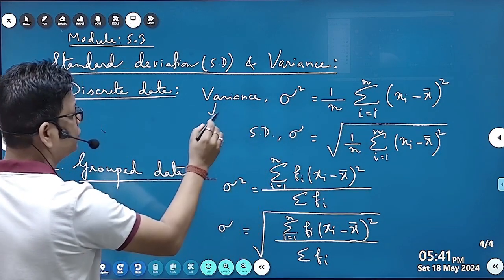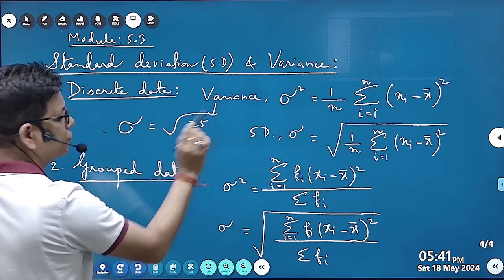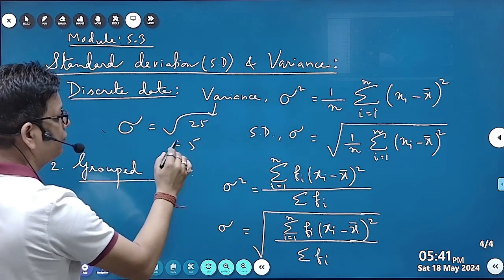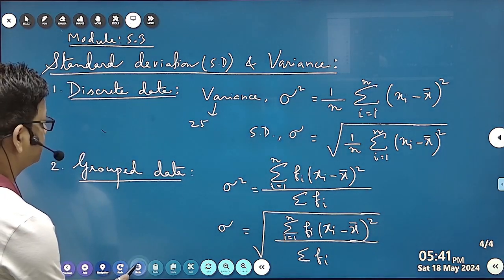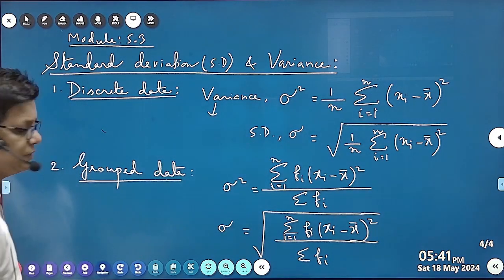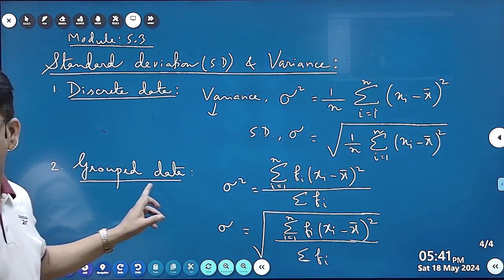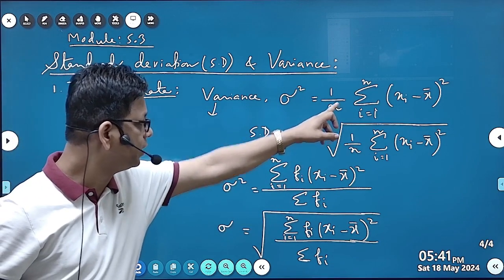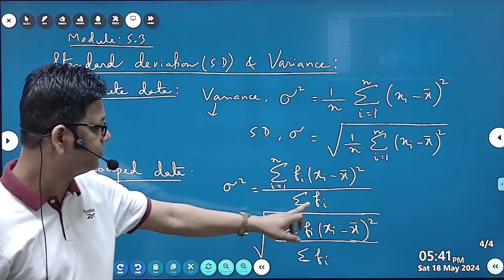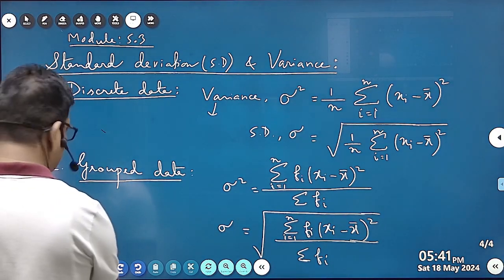Supposing the variance you got is 25, then the standard deviation will be just the square root, so it will be 5. So the square root of variance is the standard deviation. Now the same formula is here. You see everything is the same other than what? Since frequencies will be coming with this, we just have to multiply fi, and n, the total number of observations, will be the summation of fi. Done now? So let's start 3 examples.